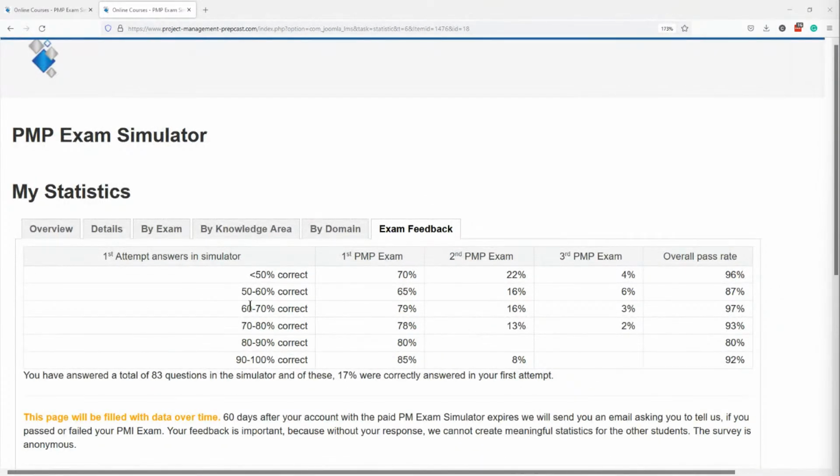All right, so what we see here is that if you, in our simulator, have 60 to 70% correct, 79% of these students said, I passed on my first try. For 70 to 80%, 78% said, I passed on my first attempt. And then for those who had 80 to 90% correct, 80% said, I passed it on my first attempt. To me, this one down here, I always ignore that because frankly, this is a tough one.